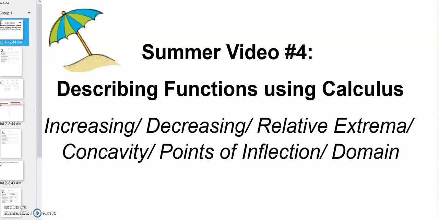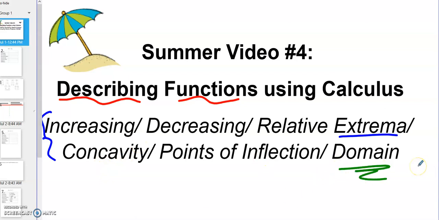And today we're going to talk about what comes after you learned what the first and the second derivative were, really the first application of how you use those, which is that you can use them to describe functions. Specifically, what about functions can you describe? I listed some things down here: where the function is increasing, decreasing, relative extrema, which just means relative mins and relative maxes, concave up, concave down, points of inflection, and then domain is always a good thing to know.